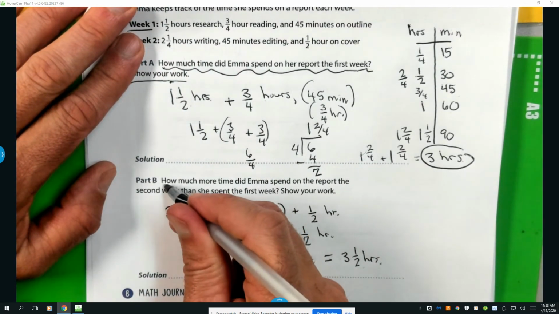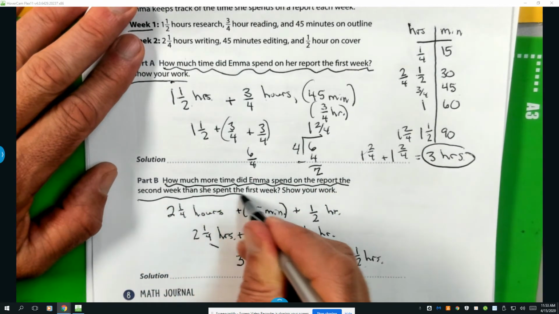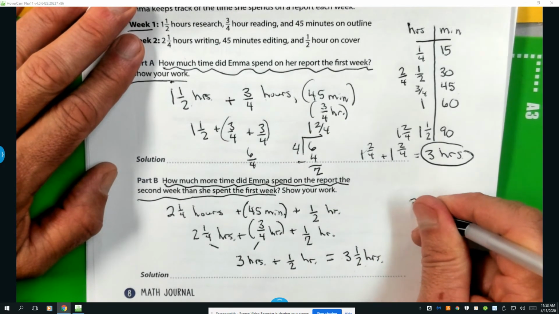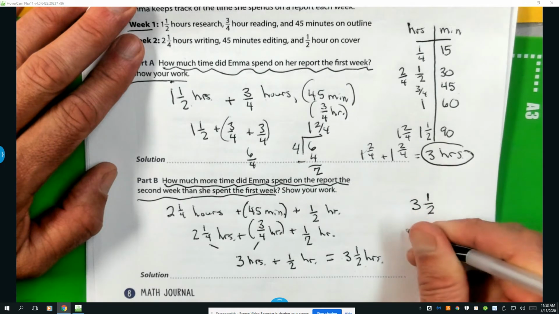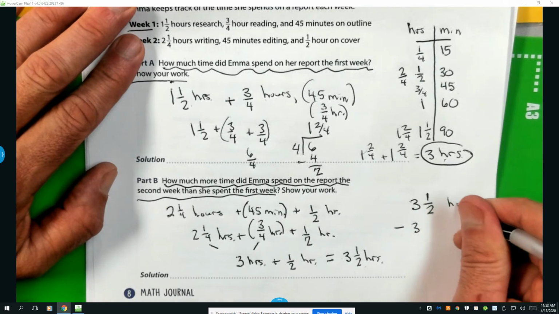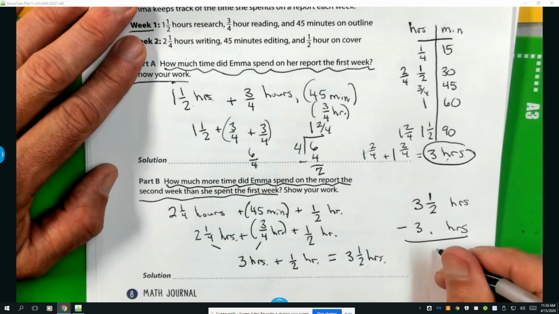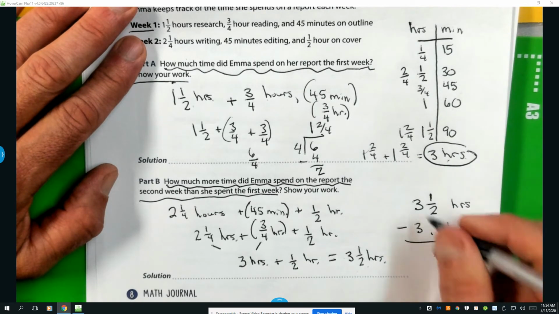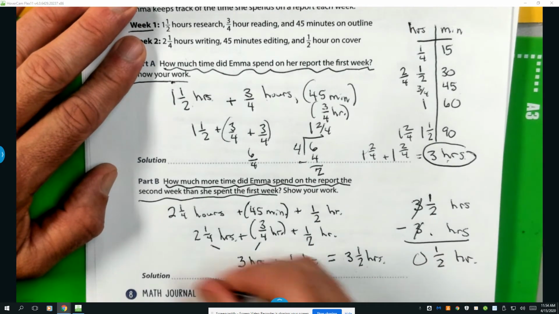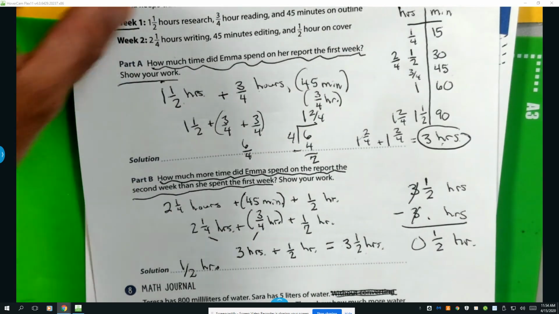Now, this is not the whole answer. How much more time did Emma spend on the report the second week than she spent the first week? Take your answer here, 3 1/2 minus 3 hours up here. 1/2 minus 0 is 1/2. The 3's cancel each other out, so she spent 1/2 hour longer. All right.